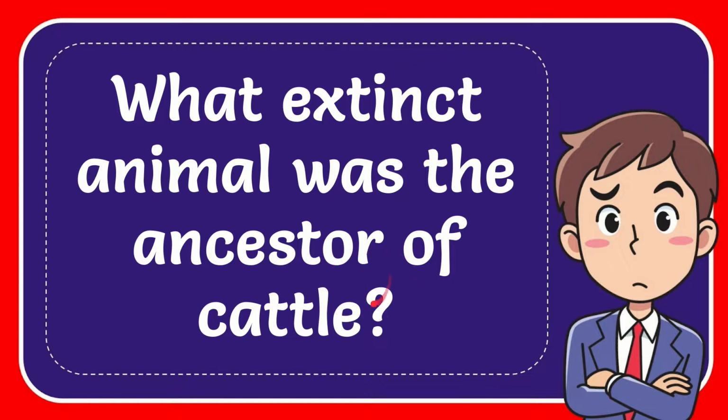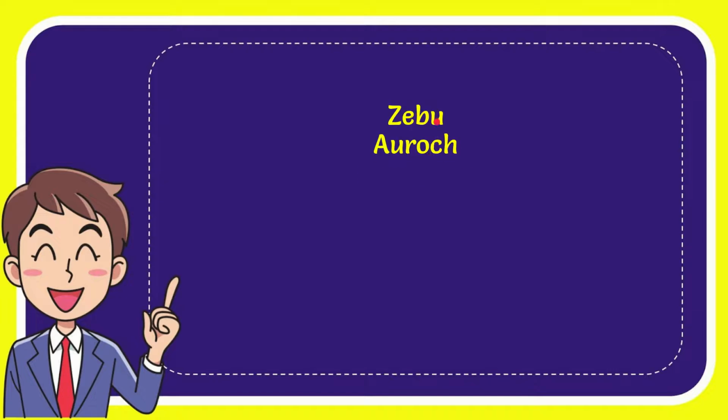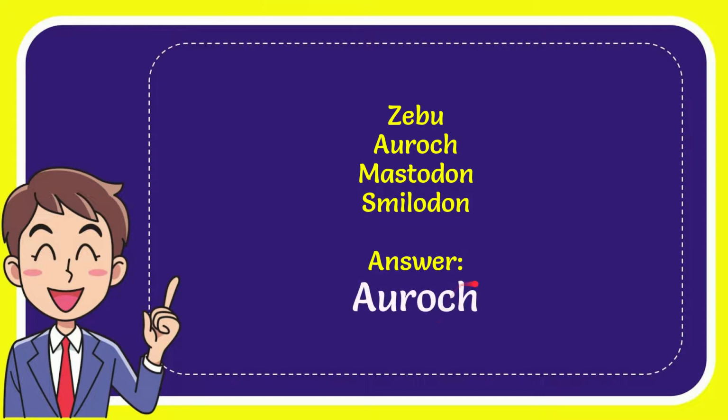In this video I'm going to give you the answer for this question. The question is, what extinct animal was the ancestor of cattle? Well, I give you a list of the options, and here is a list of the options: zebu, auroch, mastodon, and the very last option is melodon. And the correct answer for the question is auroch. That's the answer for the question.